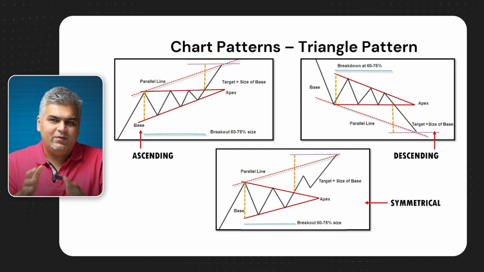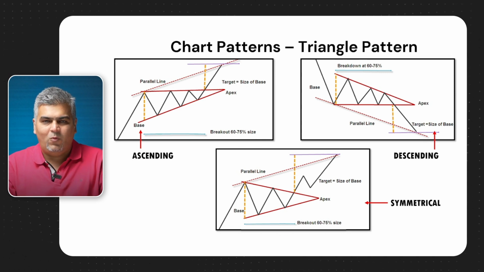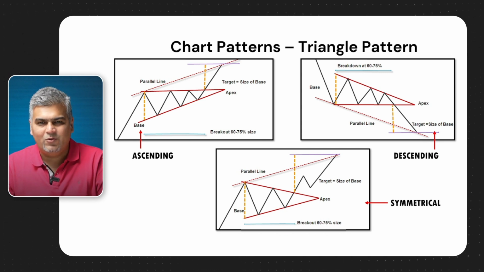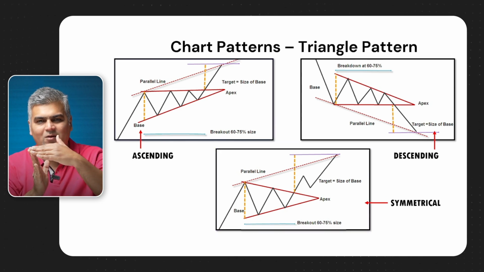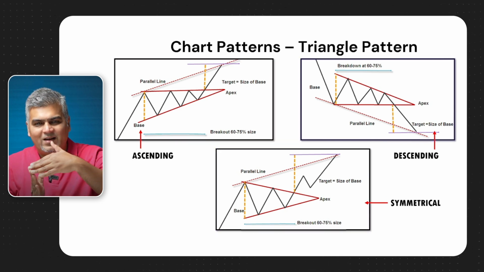The next chart pattern is called triangles. Now what are basically triangular patterns? When you call it a triangle, it is basically a consolidation. Now what is happening in a triangle? You call it a symmetrical triangle like this, or an ascending triangle like this, or a descending triangle like this.